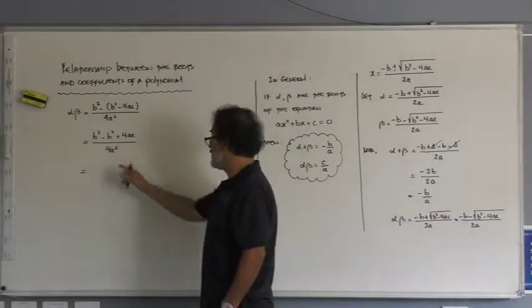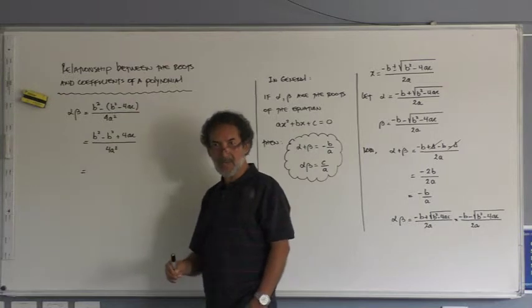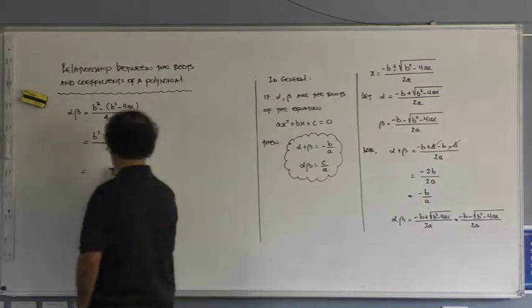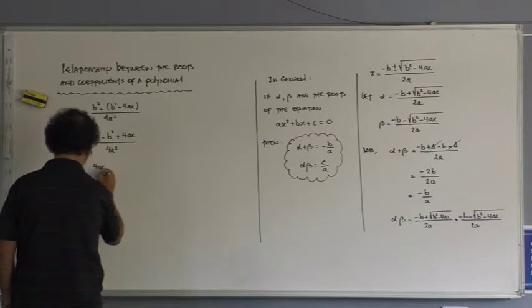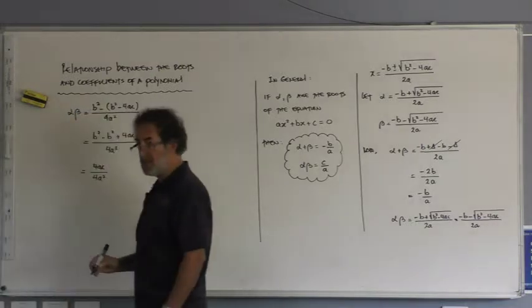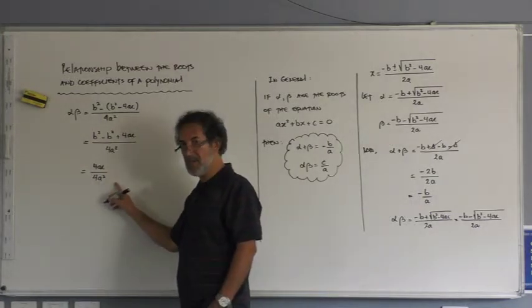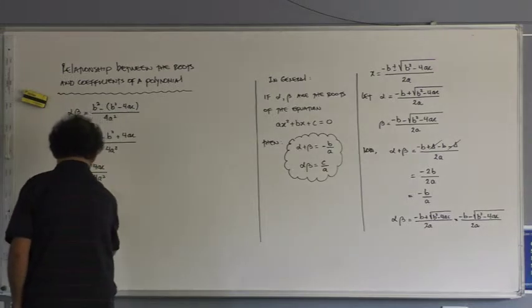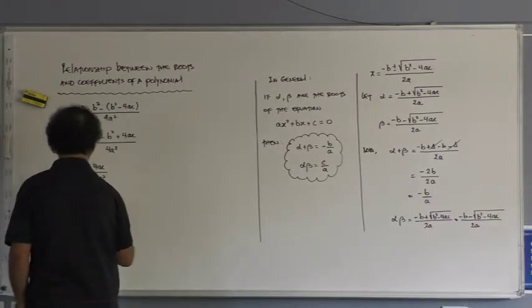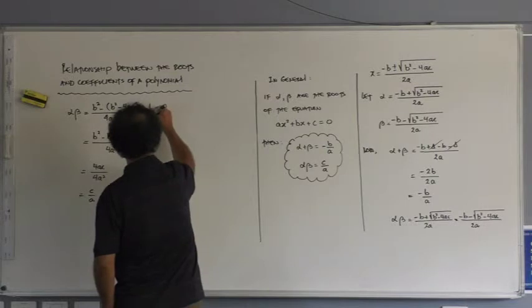Okay, and then you can see that the b squared terms cancel each other. So we're going to have only 4ac over 4a squared. And then you simplify this fraction, and the answer is going to be c on a. Okay, so that is going to be c on a. That's it. Okay, so conclusion.